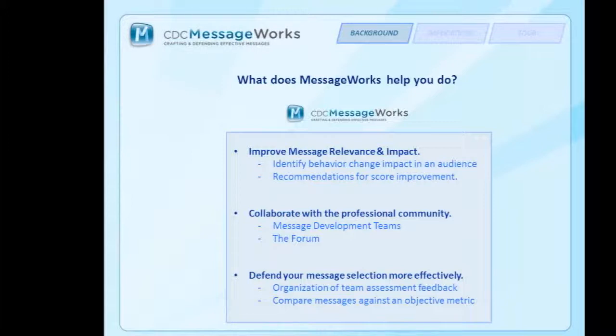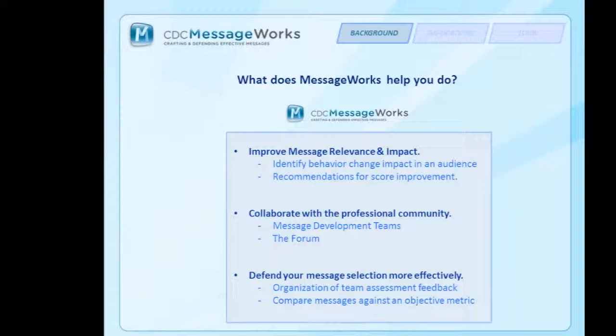Improve message relevance and impact really has to do with the absence of a tool that helps us, A, identify which is the best message, and B, identify ways to improve that message. And if you'd like to add to that multiple messages and multiple audiences, how do you figure out which one goes where? If you have multiple messages and one audience, the tool will help you pick the best message for that audience. If you have one message and multiple audiences, the tool will help you figure out which audience will give you the best return on investment because they have the highest score. So that's the first part.